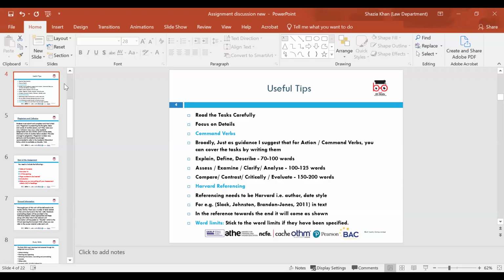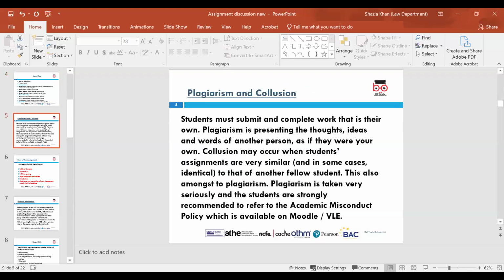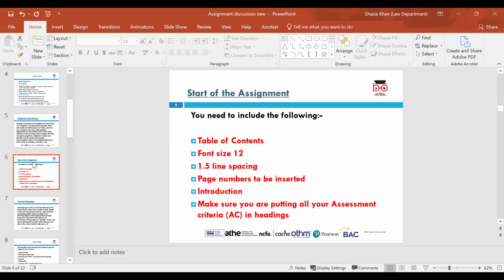Okay. Word limits, stick to your word limits, and this assignment is up to 3,500. Again, plagiarism and collusion, we've gone through that. We've gone through the maladministration policy and procedure and why it's so important. Avoid colluding. Plagiarism is you presenting someone else's ideas, okay? It's not your work. So make sure you are looking at the academic misconduct policy, because when you sign that declaration, this will be part of it, okay?